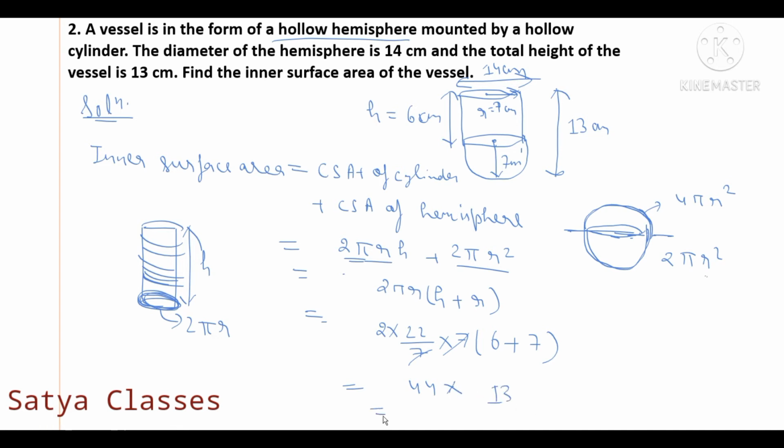So multiply 44 into 13. 4 times 3 is 12, 4 times 3 is 12, 1 plus 1 is 2, 4 times 1 is 4, and so on. The answer is 572 centimeter square.